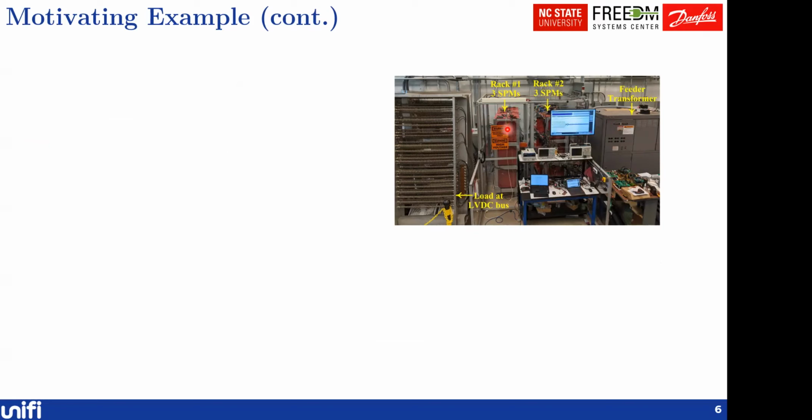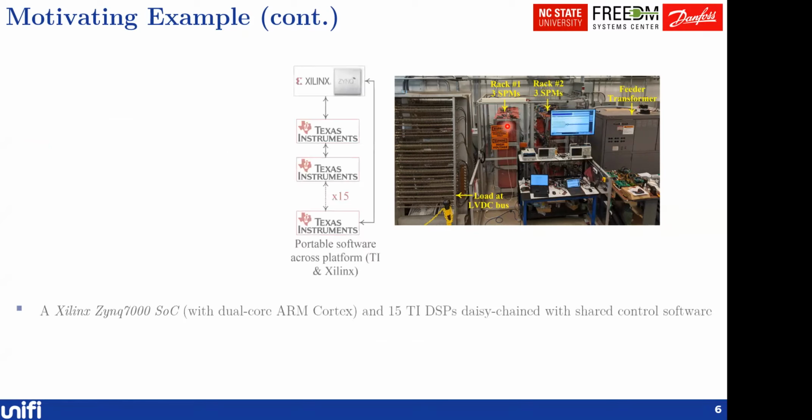In terms of control implementation, the central controller is implemented in an FPGA system on chip, which is shown here. And then the local controllers are implemented on TI DSPs. So basically we have 15 TI DSPs implementing the local controllers. And all of these control chips are tied in a loop through a communication interface.